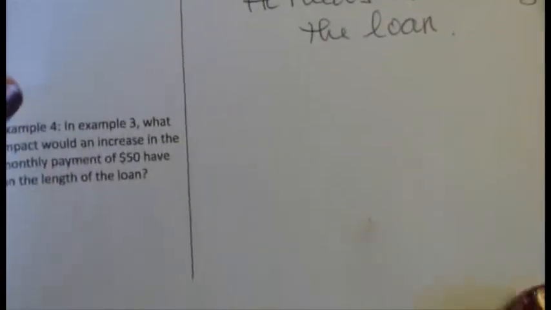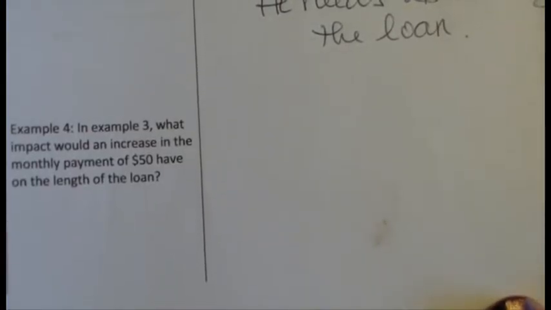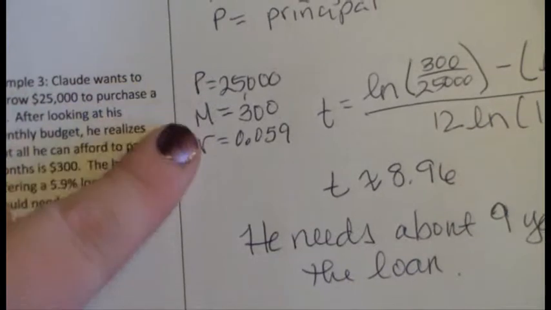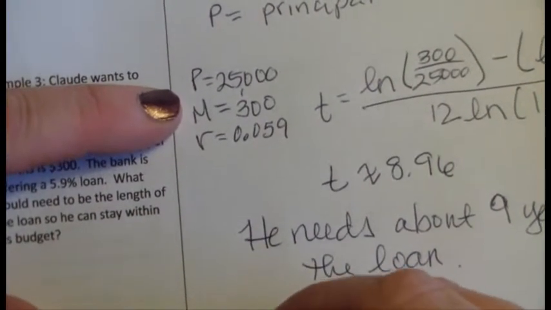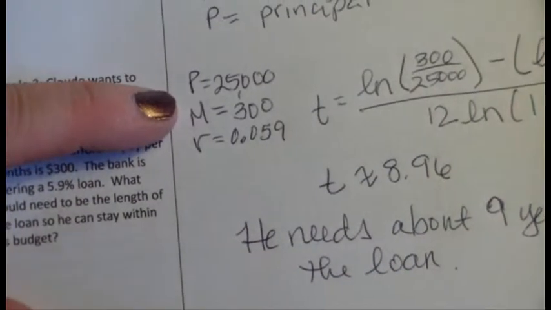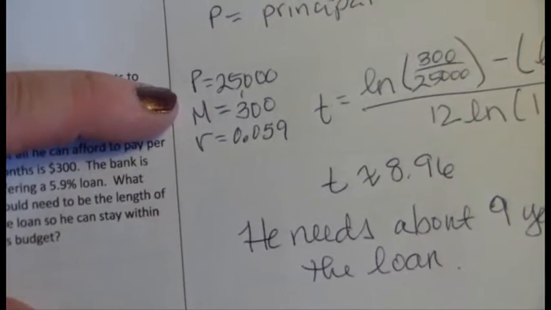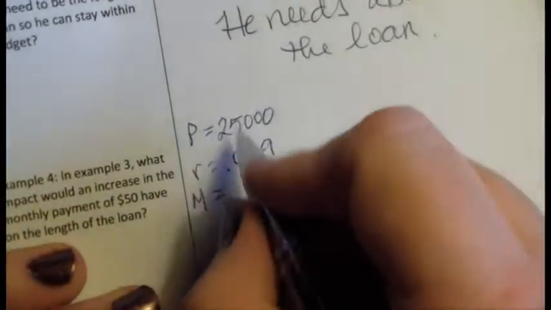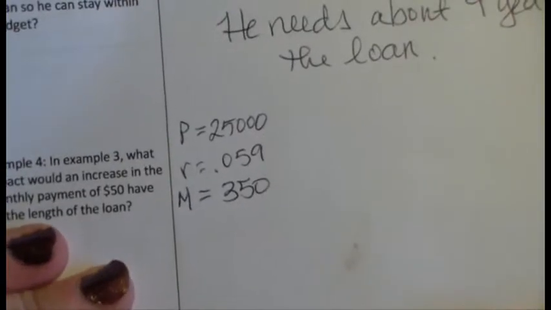All right, so example 4 says, in example 3, what impact would an increase in the monthly payment of $50 have to the length of the loan? So we're using the same information as from here. The only thing that's changing is our monthly payment. So again, we have a principal of $25,000. Our interest rate is 0.059, but we're going to raise how much we can pay each month by $50. So instead of $300, we're going to pay $350. And we're going to see what that does to the length of the loan.